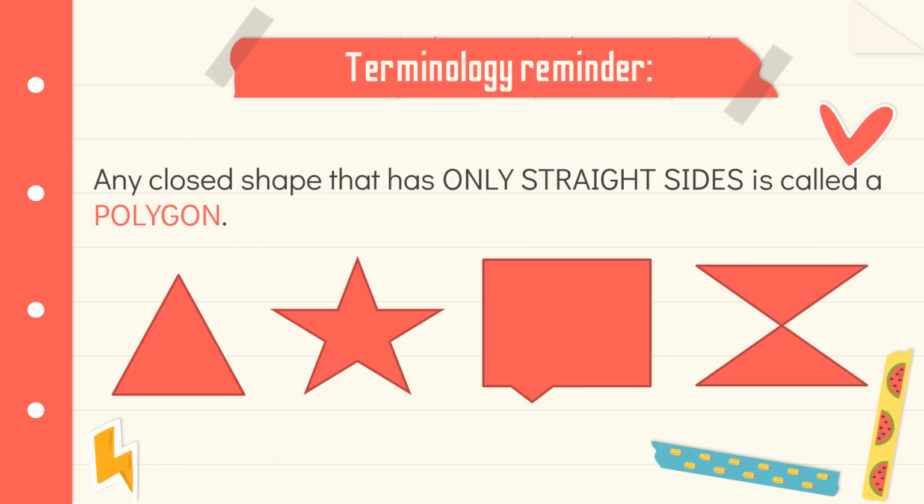Okay, just again some terminology that you need to remember. Any closed shape that has only straight sides is called a polygon.